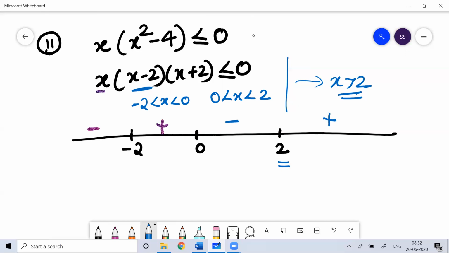Suppose x is -1. So -1 is negative. -1 minus 2 is -3, again negative. Negative into negative is positive. Then -1 plus 2 is positive. Ultimately positive into positive, you will get a positive value.